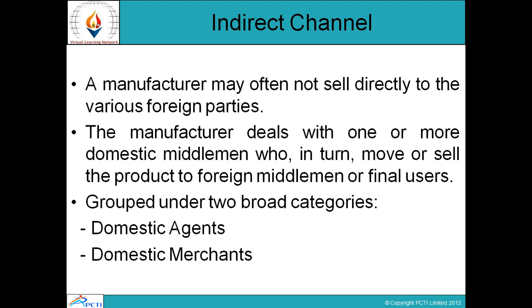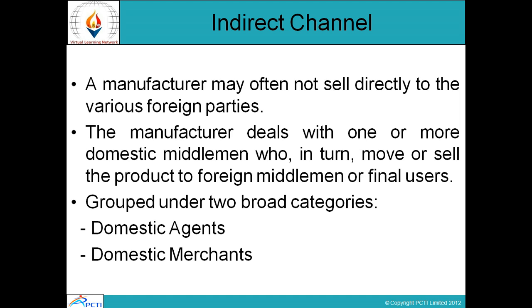When we talk about indirect channel or domestic market channel members, a manufacturer often does not sell directly to various foreign parties, right? Foreign parties like foreign distributors, foreign retailers, government departments or state controlled departments. There are many intermediaries that operate between the foreign buyers and the local manufacturer. Here the manufacturer deals with one or more domestic middlemen who in turn move or sell the product to foreign middlemen or final users.